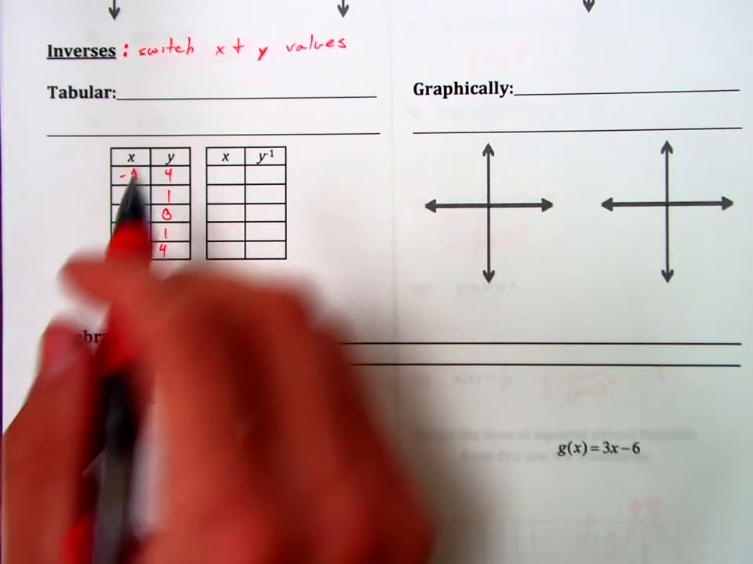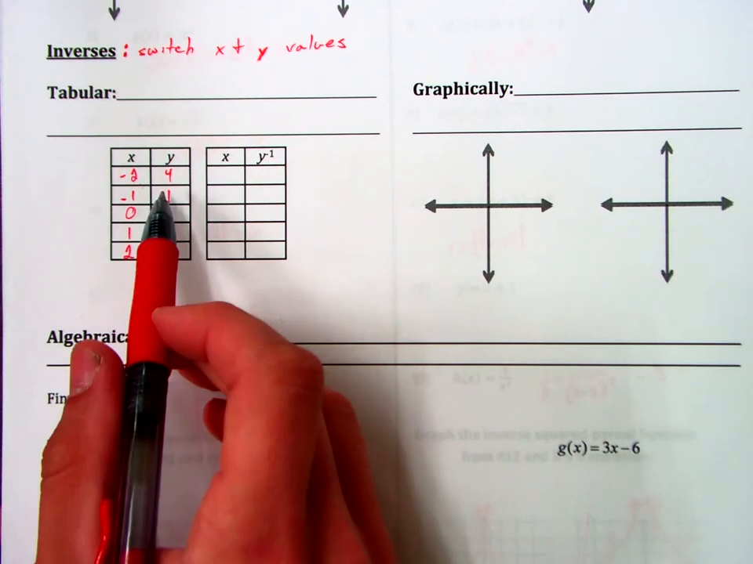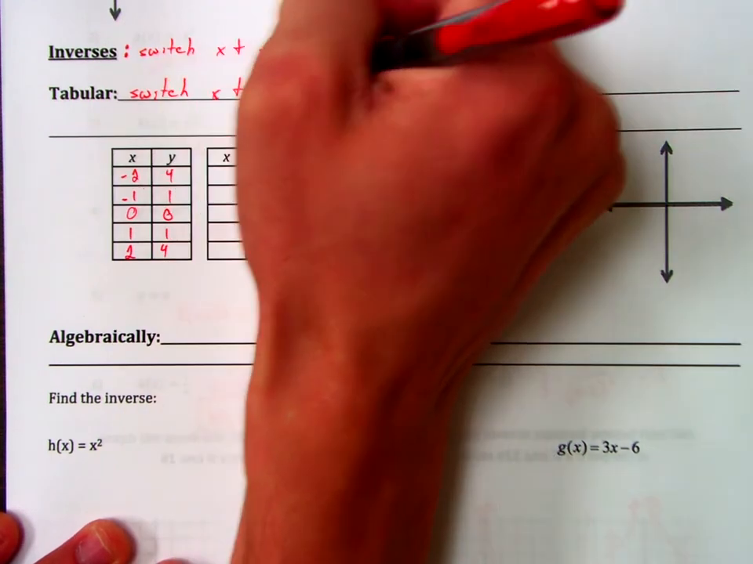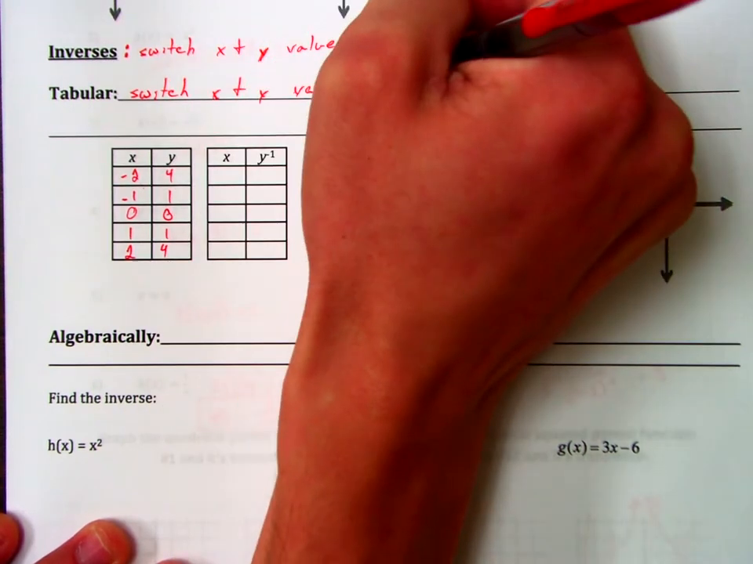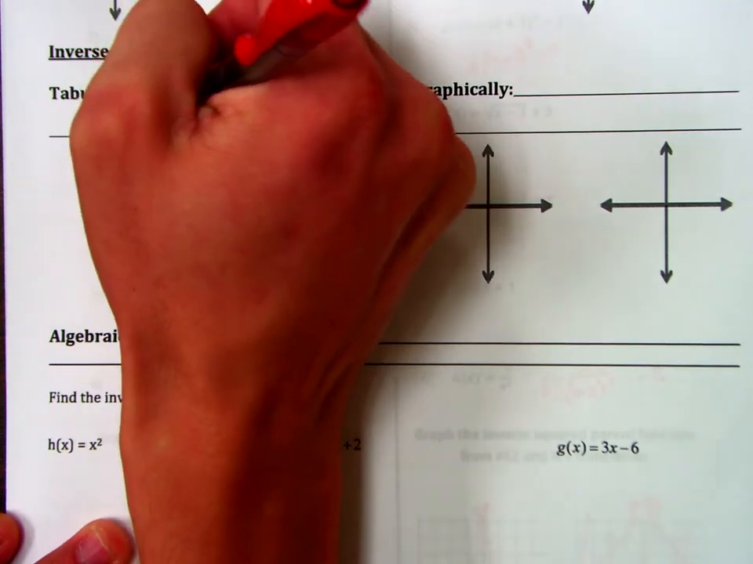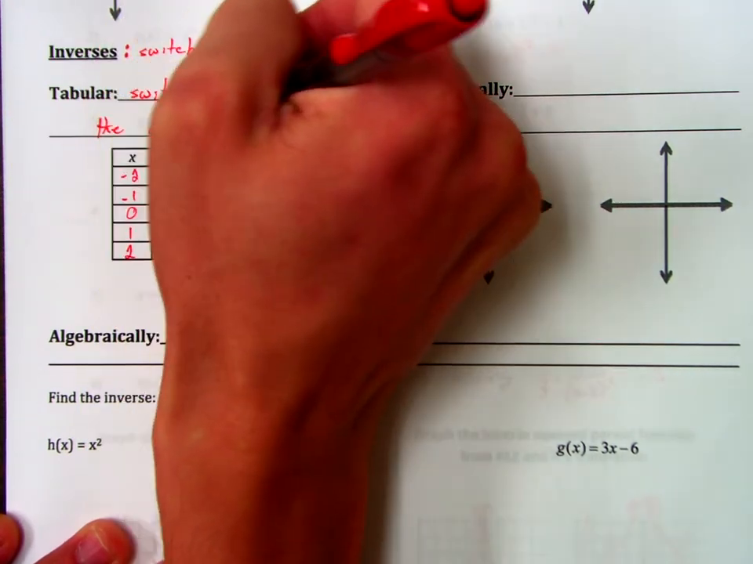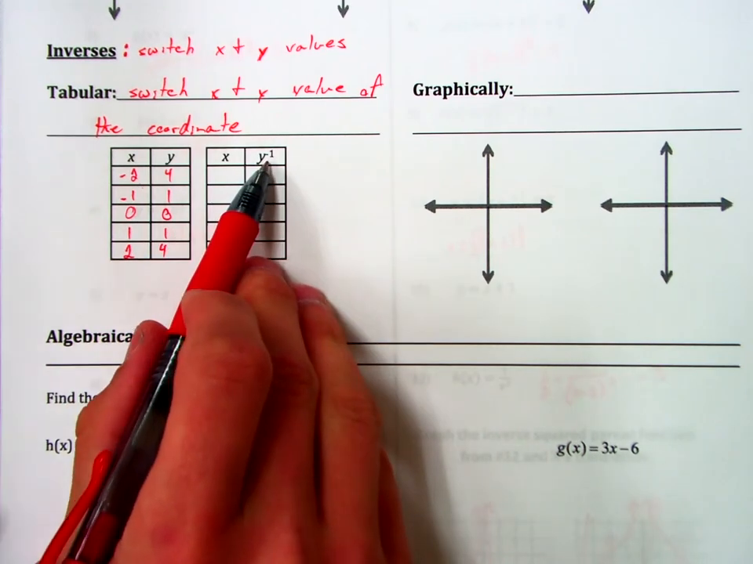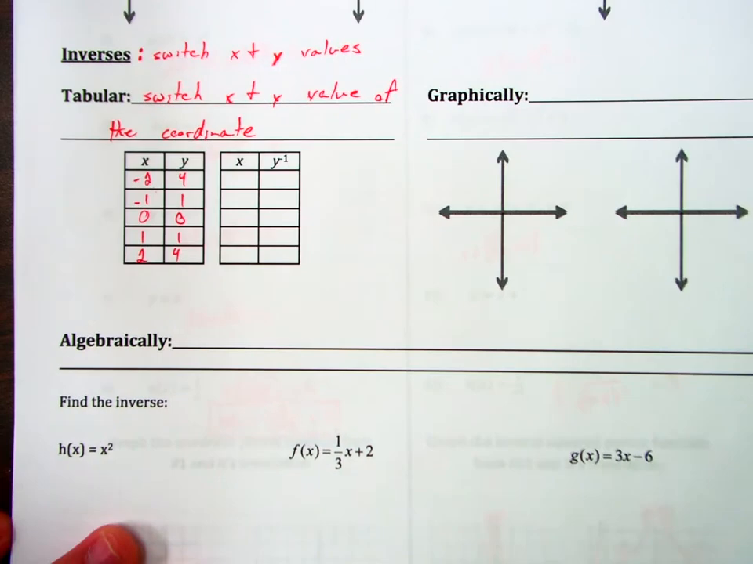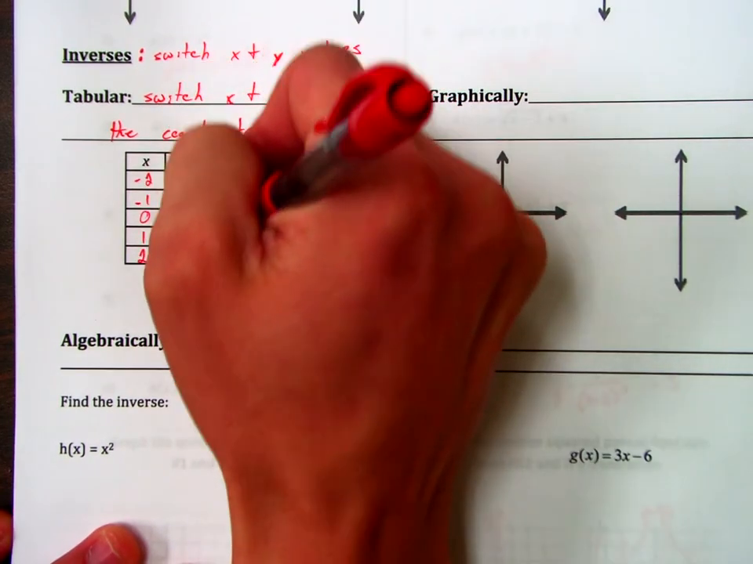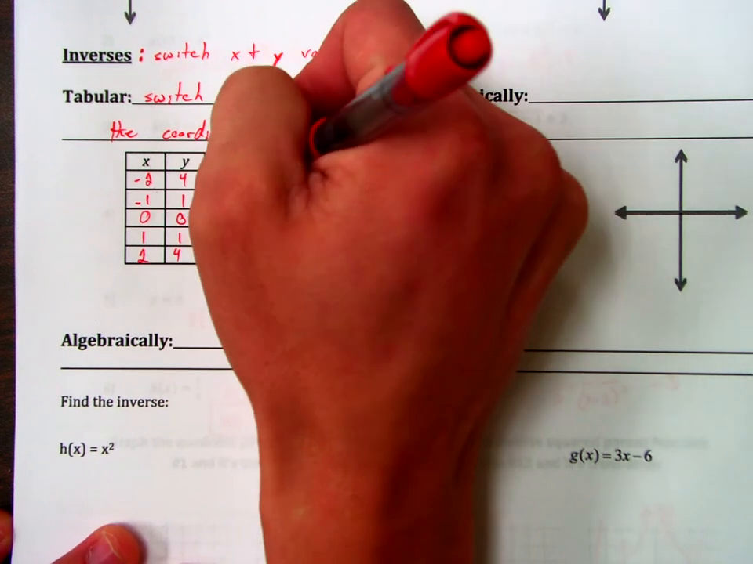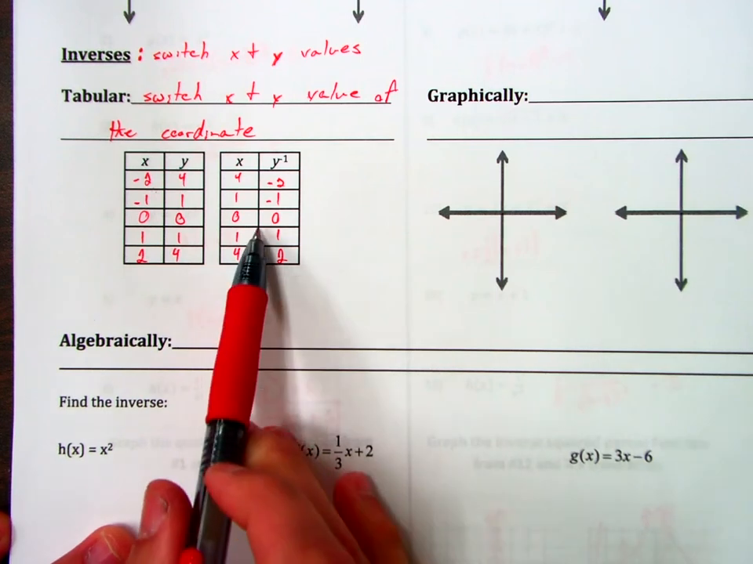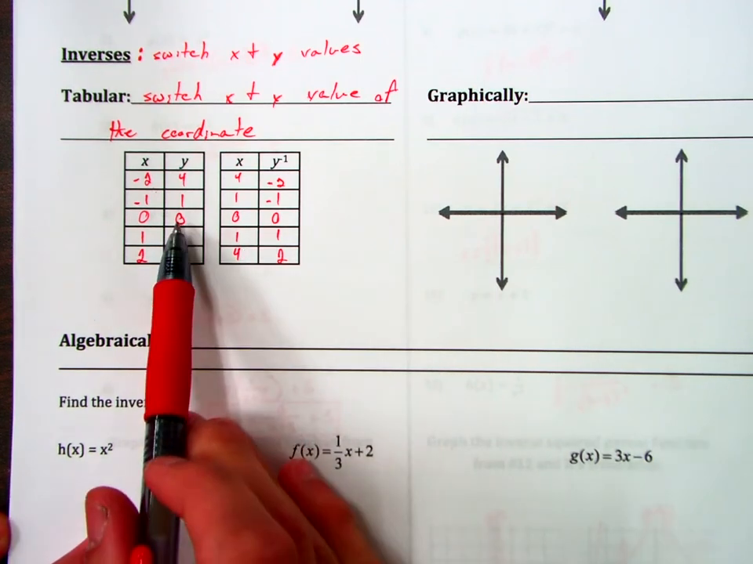So speaking with a table, you're switching the x and the y value of the coordinate. If I'm going to find my inverse, remember that little -1 right there? That's the only thing that signifies inverse. So 4, 1, 0, 1, 4, and -2, -1, 0, 1, 2. That would be the inverse of this function right here.